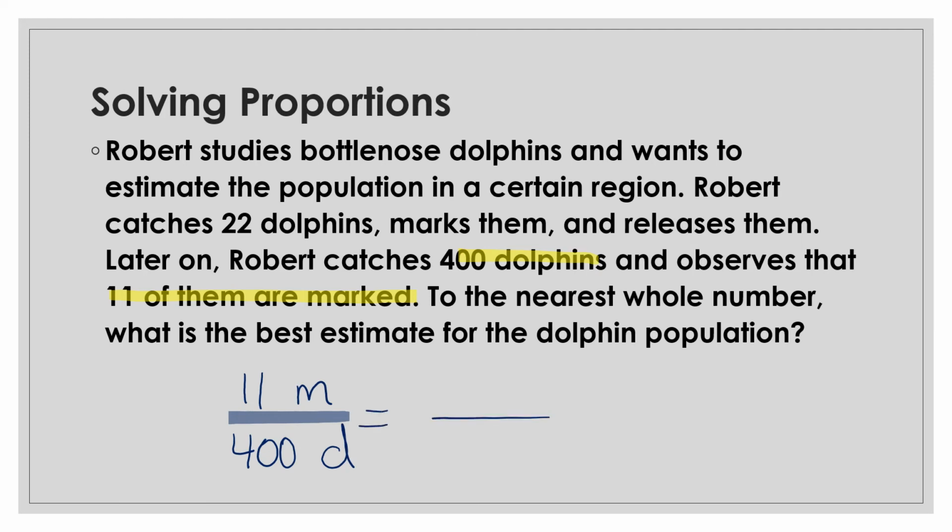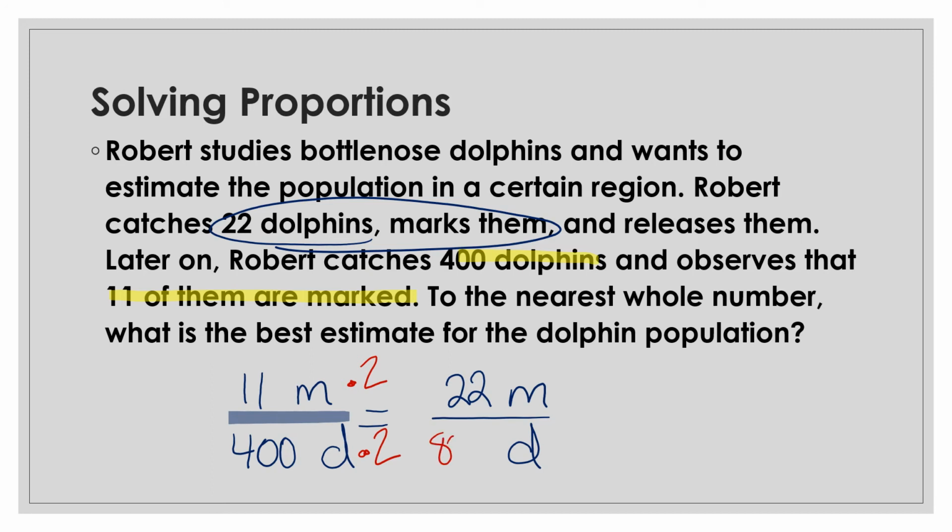And we want to know if 22 are marked, then what is the total number of dolphins? So this doesn't always happen, but in this particular one, it's really easy to go from 11 to 22 by multiplying by 2. So we're just multiplying the bottom by 2 as well, which would be 800. So we're saying that 800 dolphins in total when 22 are marked.